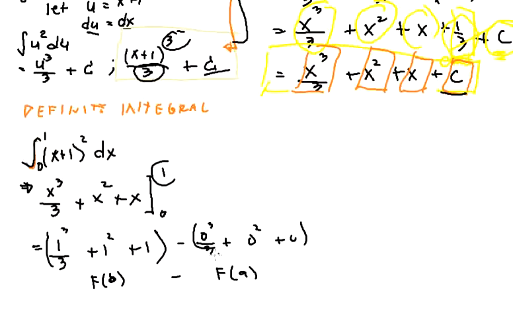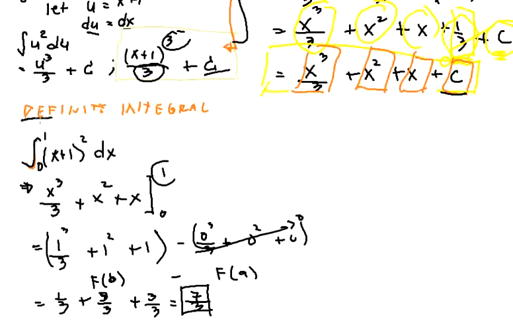So this is all equal to 0. What we have here is 1 raised to 3 is just 1, so we have 1/3 plus 1 squared is just 1, so let me write 3 over 3 for us to simply add this later, and then 1 here is also 3 over 3. So we have 7 over 3 as our final answer using the definite integral.